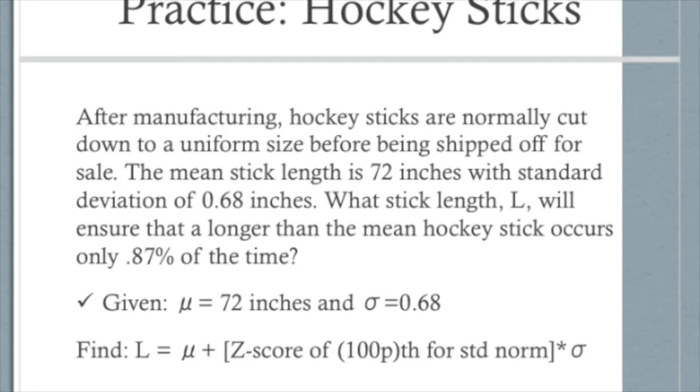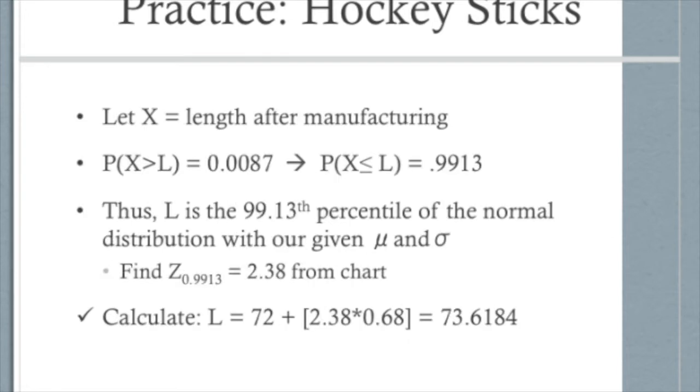Let's practice with an example. After manufacturing, hockey sticks are normally cut down to a uniform size before being shipped off for sale. The mean stick length is 72 inches with a standard deviation of 0.68 inches. What stick length L will ensure that a longer than the mean hockey stick occurs only 0.87% of the time? Now pause the video and with the given variables, find L with the equation.